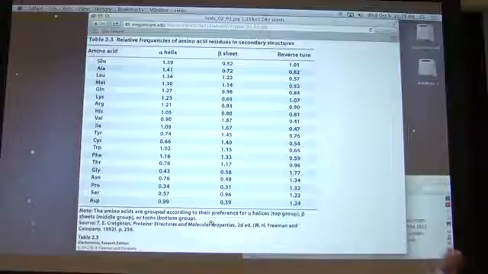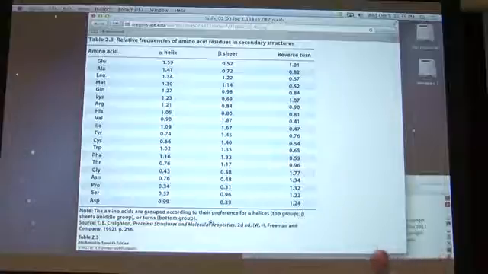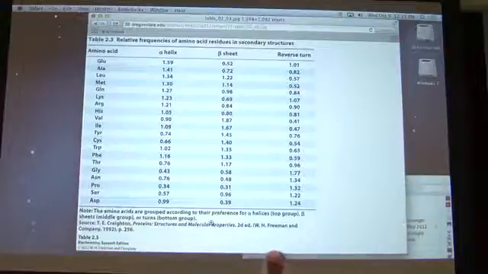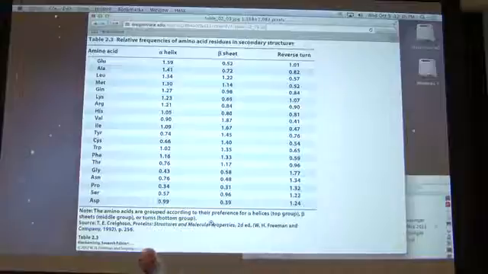Levinthal's paradox. This is going to blow your mind. It blows my mind. All right? Let's imagine we've got a simple protein. It's 50 amino acids long. That's relatively short as proteins go. It's got 49 peptide bonds in it.